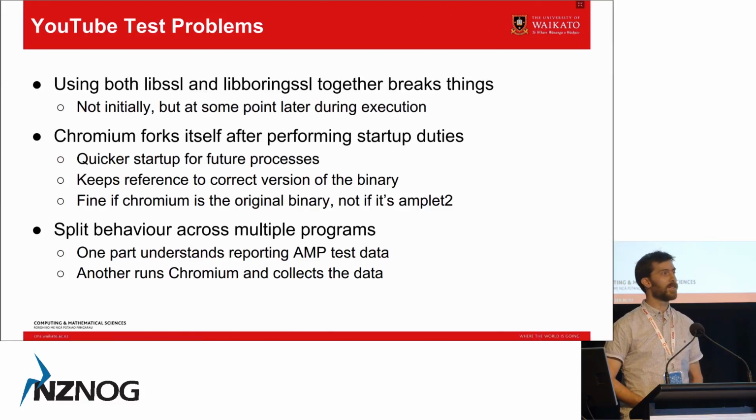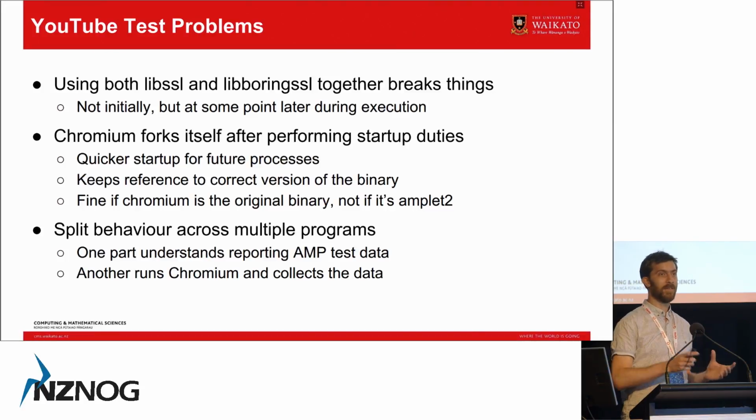Other problems that cropped up, just for interest, while playing with the YouTube test. It turns out if you try to link in at runtime a couple of object files that use symbols with the same names with different implementations, odd things happen. libSSL and libboringSSL both have different ideas about what functions take what arguments, what some of these structures look like, and then they crash deep inside the thing at odd times. So that took a little bit of figuring out there.